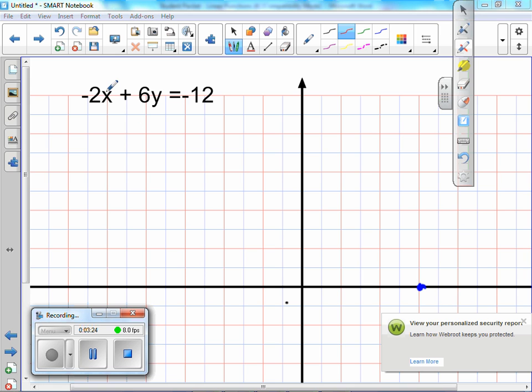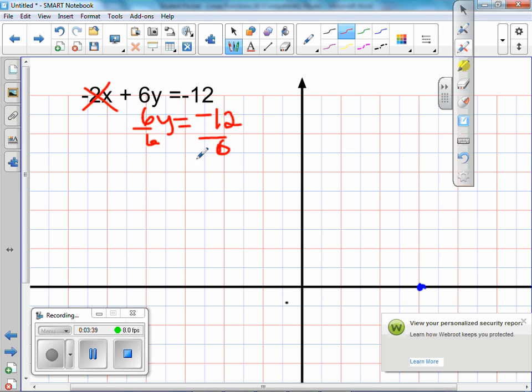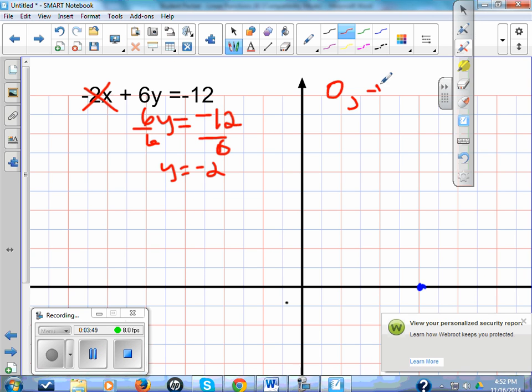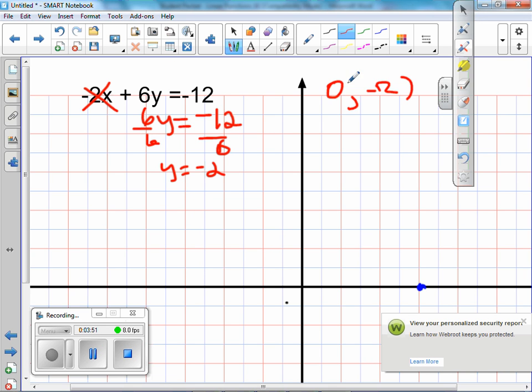Now we want the x to be 0. So I'm just going to mark out the x. So we have 6y equals negative 12. We now divide both sides by 6. So y is going to give you a negative 2. So we know x is 0, y is negative 2. That's a bad negative 2, but you know what I just said it is, negative 2. So now we know there's no x, so we go down 2.